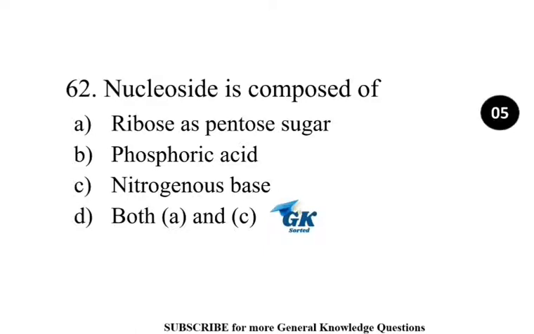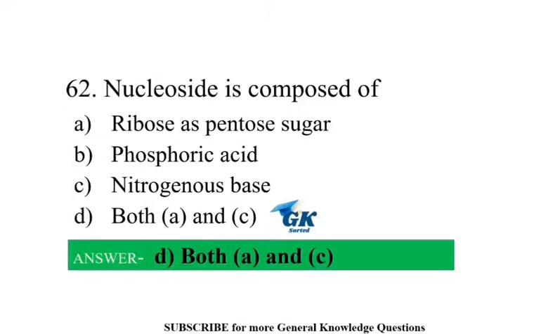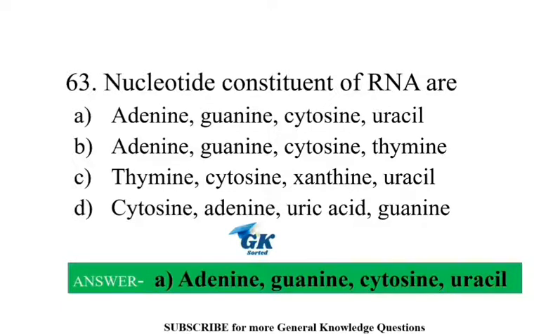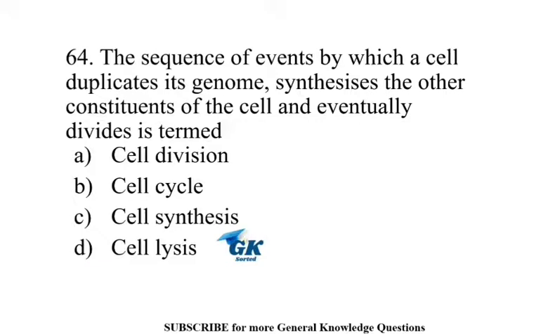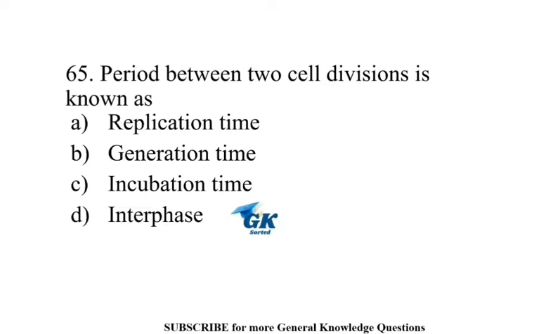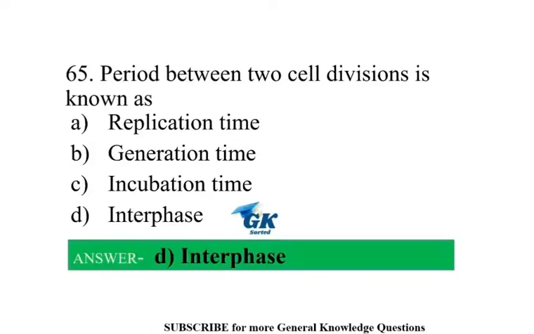Nucleoside is composed of both A and C. Nucleotide constituent of RNA are adenine, guanine, cytosine, uracil. The sequence of events by which a cell duplicates its genome, synthesizes the other constituents of the cell, and eventually divides is termed cell cycle. Period between two cell divisions is known as interphase.